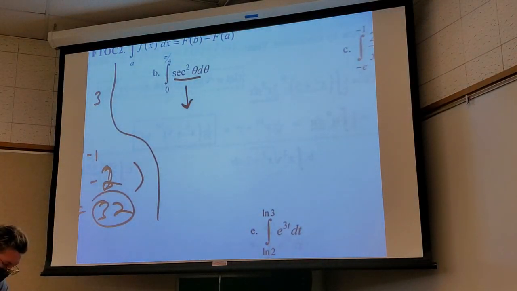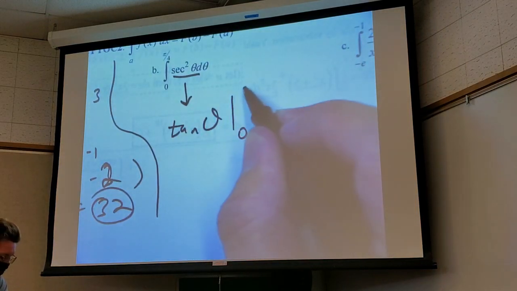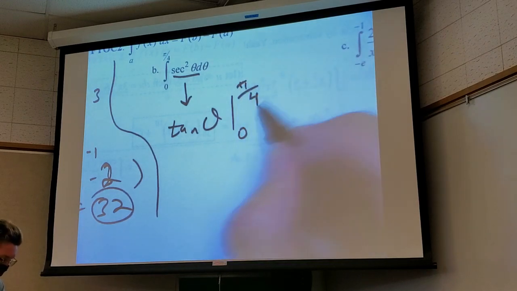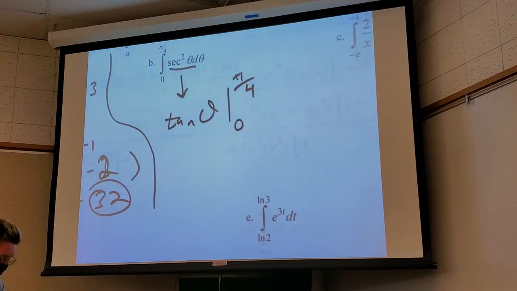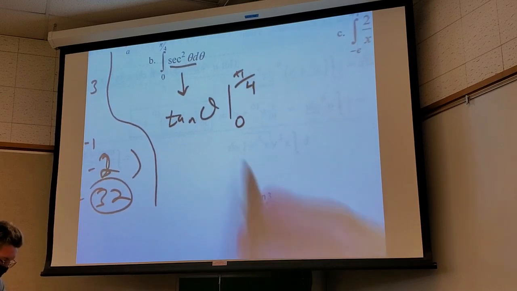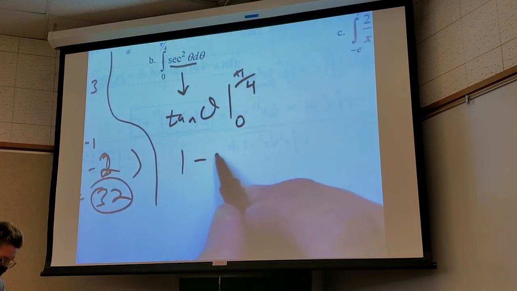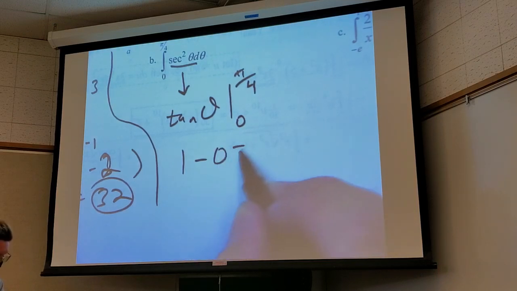What's that, guys? Antiderivative. Tangent. I love it. From 0 to pi over, let's say, 4. So now tangent of pi over 4 is 1, and tangent of 0 is 0.